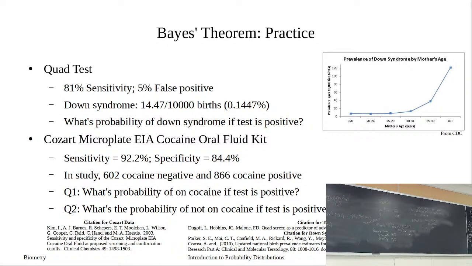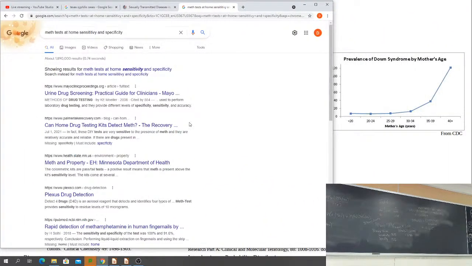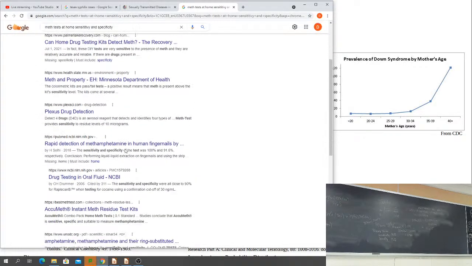Hold on. At home. Oh, hey, this is popping up. Meth test at home, sensitivity and specificity. So yeah, well, we have to. I'll find these out. I'll get these numbers, and I can post them so you can try them. Yeah.